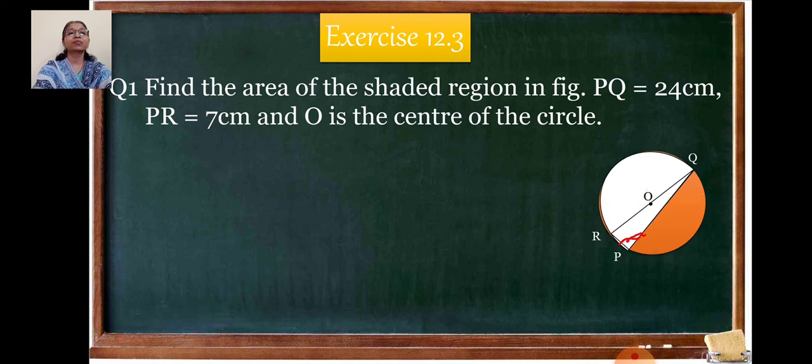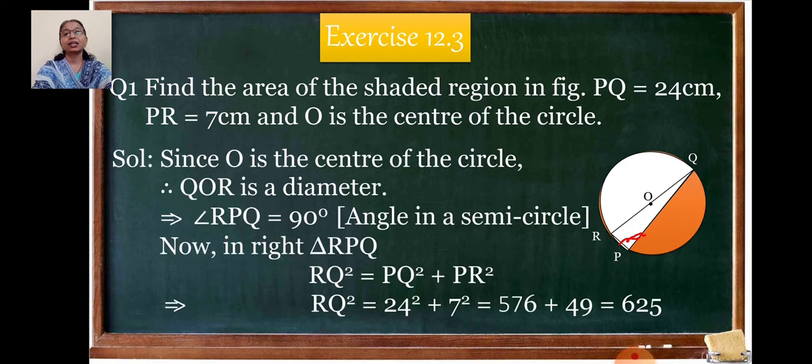This is the diagram, where PQ is 24 centimeter, PR is 7 centimeter, and O is the center of the circle. Shaded portion means the portion which is shown in orange color. So that area you have to find out. So O being the center, this QOR is the diameter of the circle.